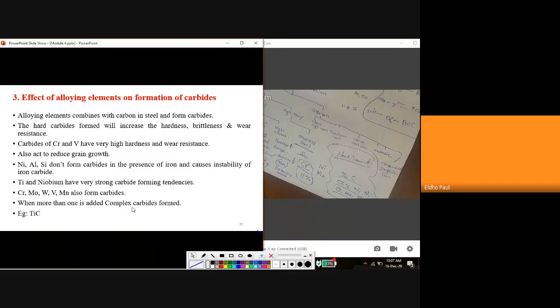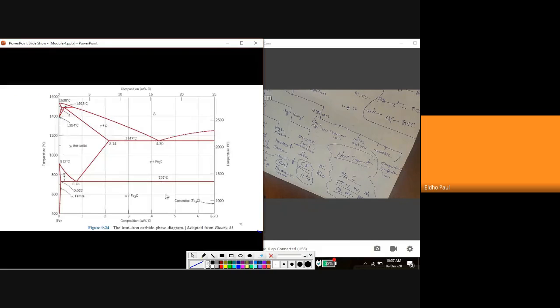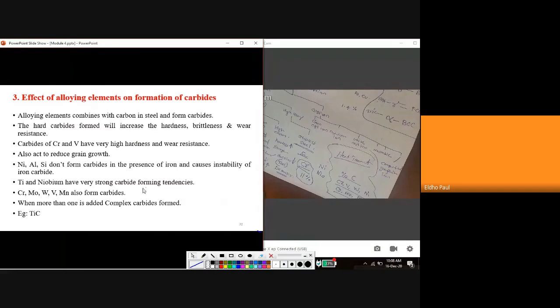So this is very important: the formation of carbide. In the iron carbide equilibrium diagram, Fe3C, that is cementite, is one type of carbide. What is a carbide? Here iron reacts with carbon and forms a carbide. And if we add any of the alloy elements, these alloy elements react with the carbon and form a compound. That is the carbide. When we increase the percentage of carbide in a material, the brittleness, hardness and wear resistance can be enhanced. So that is the effect.